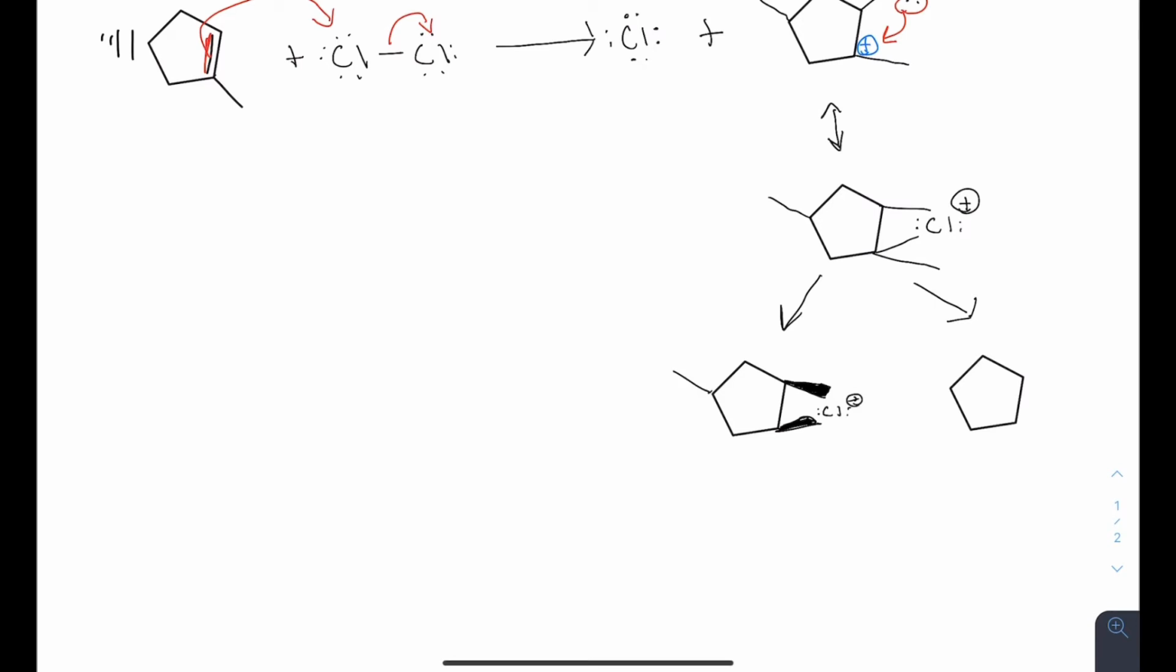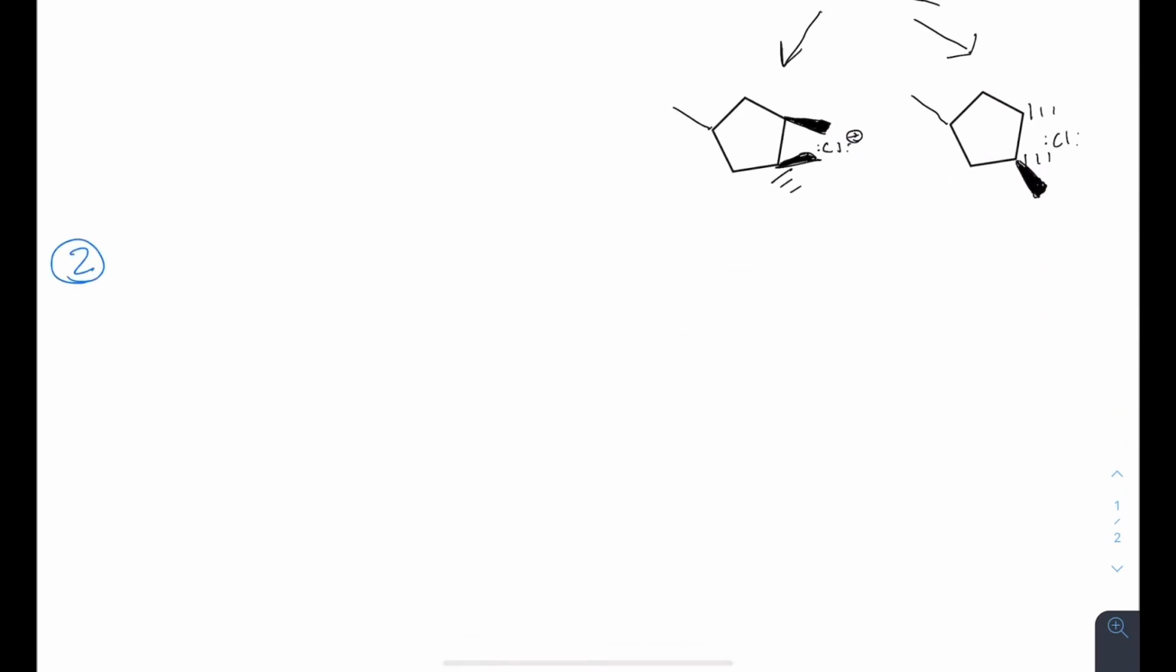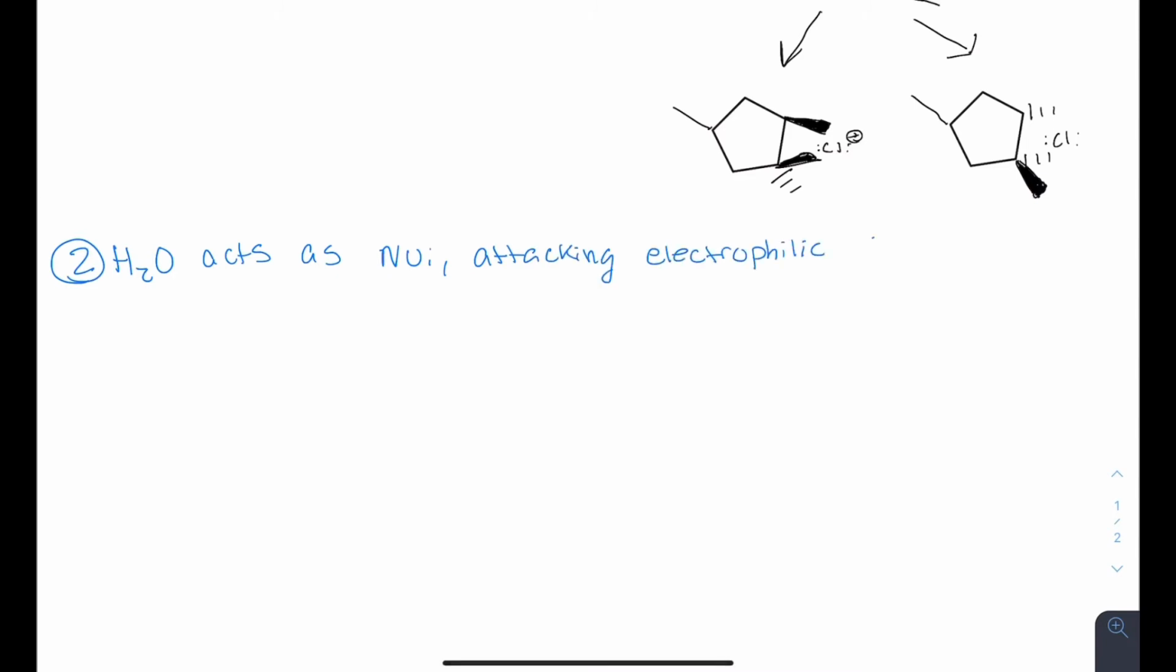Drawing out the chlorines with the lone pairs as well as the positive formal charge. And don't forget that because the bonds to the chlorine are pointing towards us, the methyl group has to be pointing away from us. Same for the other structure, where the chlorine is pointing away from us and the methyl group is pointing towards us. In step 2 of this reaction, we will be introducing the second reactant, water, to act as a nucleophile to attack the electrophilic carbon.